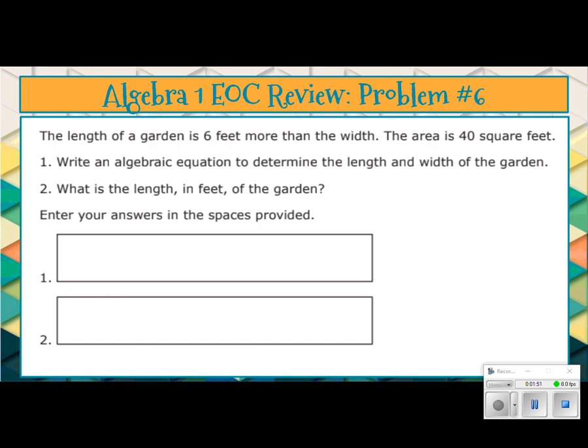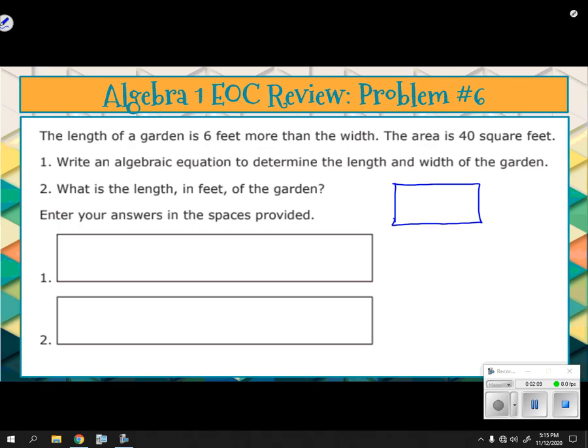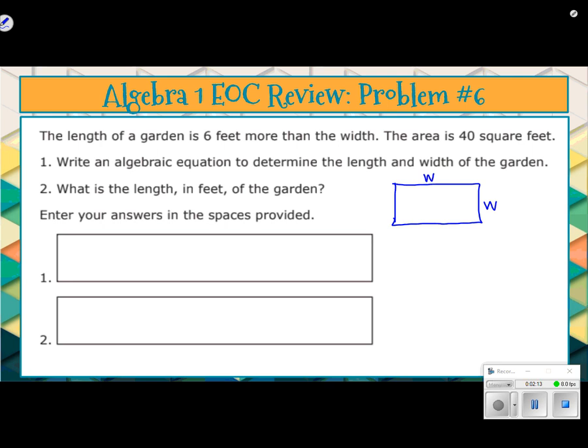All right, so I know that I have a garden, and we assume it's rectangular because that's what we've kind of been working with. This is probably not the greatest worded question, but I would have put a rectangular garden. So here's my rectangular garden. The length is 6 feet more than the width. So if the width is W, the length is W plus 6.